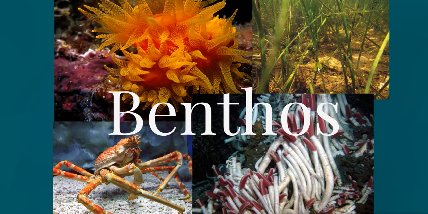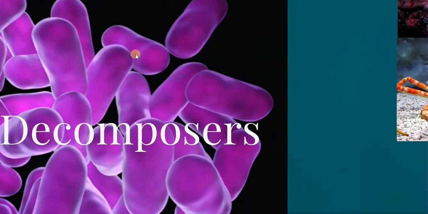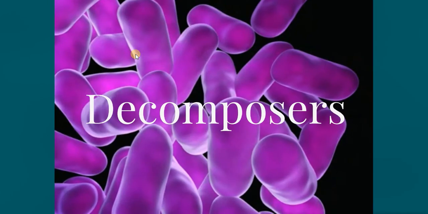Any kind of aquatic grasses, anemones, those kind of things. Corals, all of the corals would be classified as benthos. And then we have our decomposers. In the waters, that's mostly bacteria. Not too many fungus live underwater, at least not that I'm aware of. So decomposers, we're talking mostly bacteria.